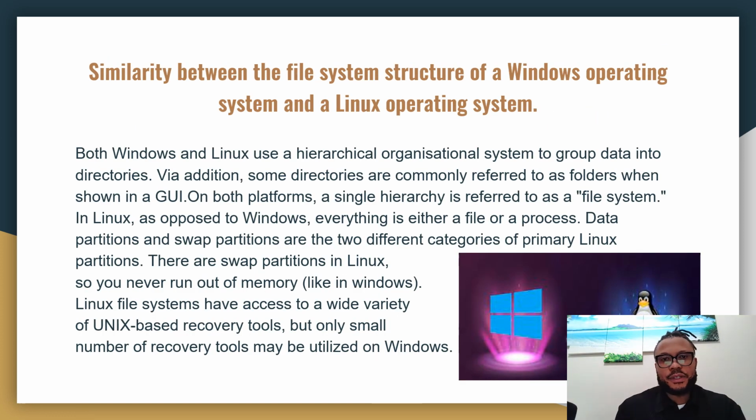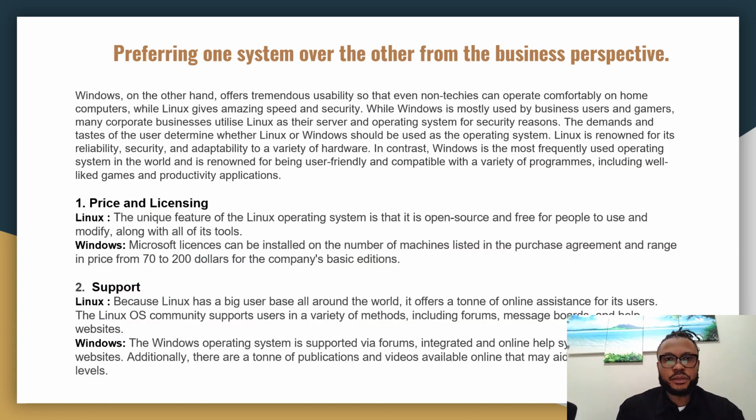Here we also have the similarities and differences between the two operating systems based on the system structure. Both Linux and Windows use a hierarchical organizational system to group data into different directories. For Windows we call directories folders, while for Linux we call them directories. So they both have similarities and differences as well.